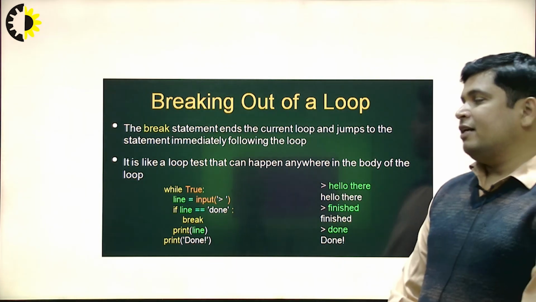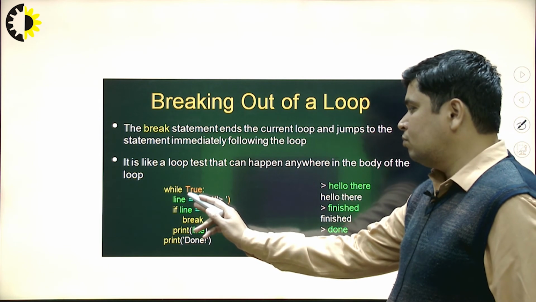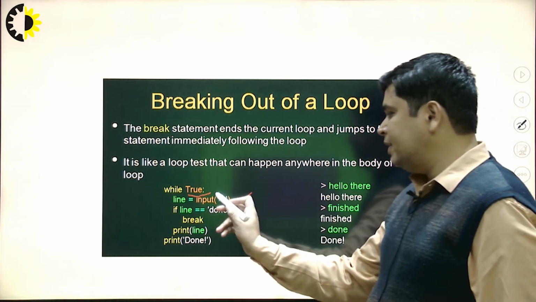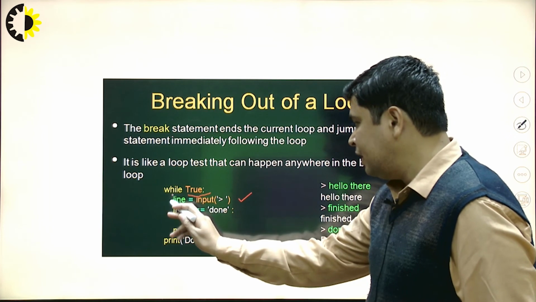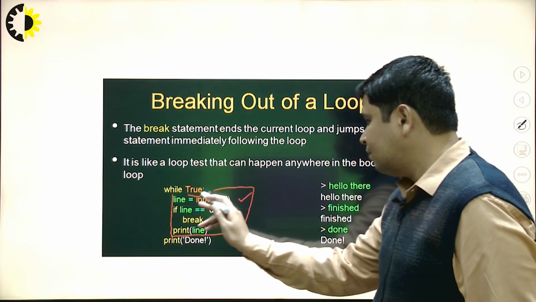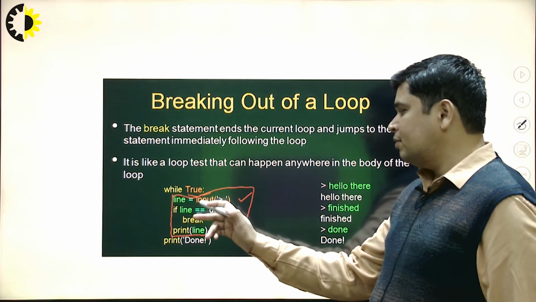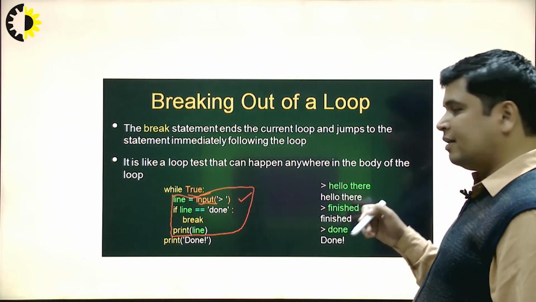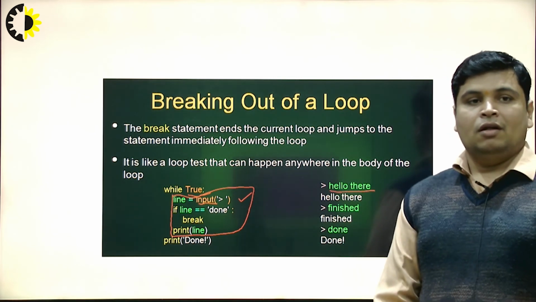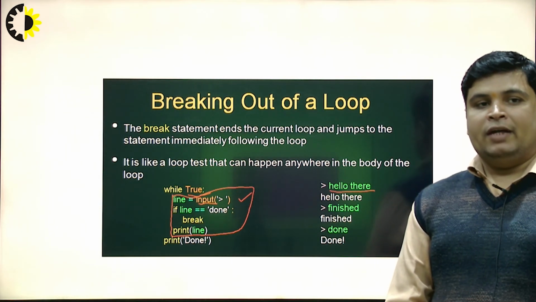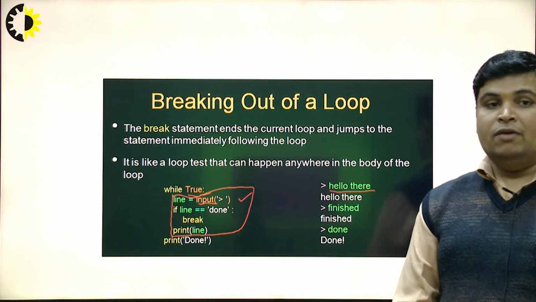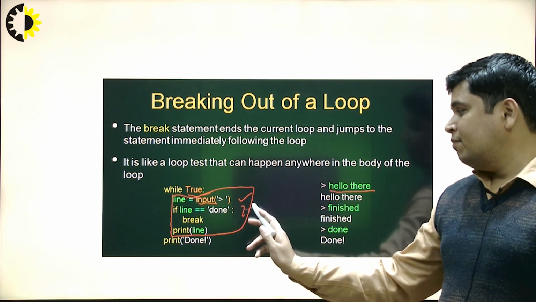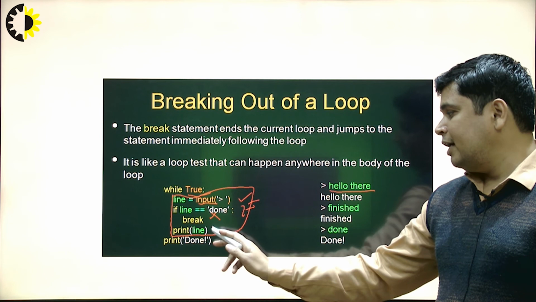You will see here inside the code, while true, and I am going to take input. This statement will be executed. These are the complete 4 lines inside the loop body. Then I input one string. At runtime I input hello there into the line variable. If line equal done, but here the value of line is hello there. Simply this condition is false, then this statement is not executed and line is printed like this.